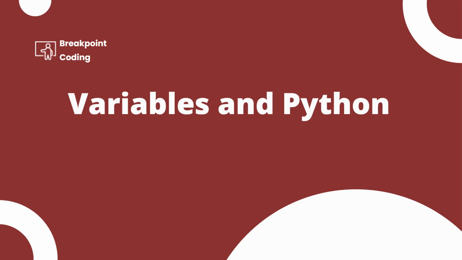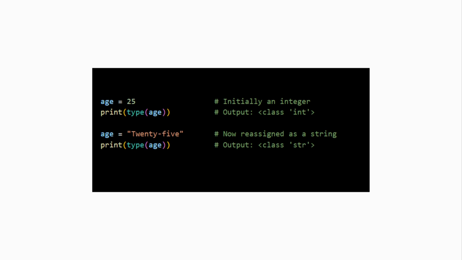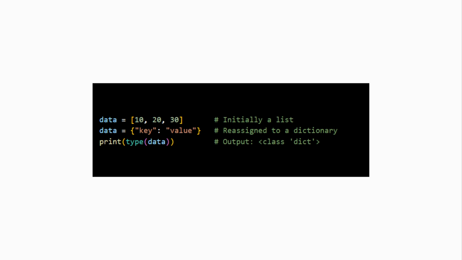In this video, I'll explain how variables work in Python, focusing on Python's flexible approach to variable types and dynamic typing. Python is a dynamically typed language, meaning you don't need to specify what type of data a variable will hold when you declare it. The type is automatically determined by the value you assign. For example, if you write age = 25, Python will recognize age as an integer. Later, if you change age to age = "25", Python will automatically update age to be a string. This flexibility also allows you to reassign variables with values of different types as needed.